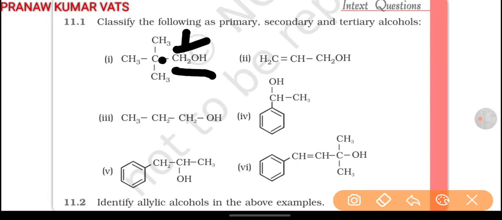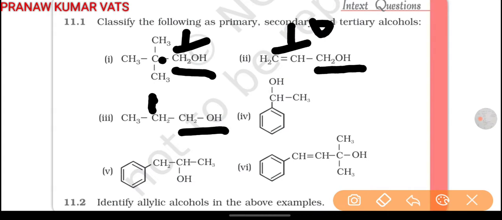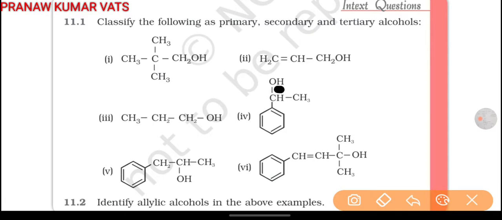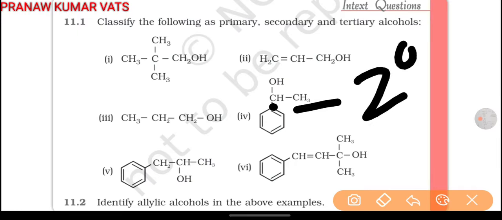Now the next question. In this one, this is our CH2OH part, the carbon with which OH is attached, and only one carbon is attached with this carbon atom. So this one is also 1 degree alcohol. Now if we come to the third part, this is our CH2OH and only one carbon is attached. So this is also 1 degree. Now we come to the fourth. This is our alpha carbon, and with this alpha carbon two carbons are attached. One is this CH3 unit and one is the aromatic carbon of the benzene ring. So total 2 carbons, so this is 2 degree alcohol.